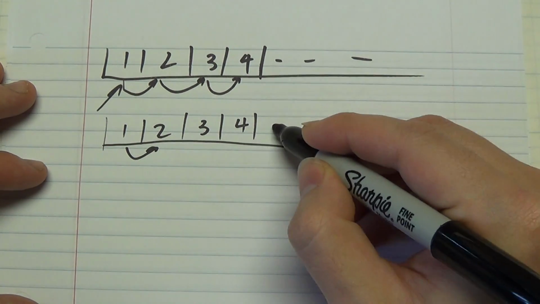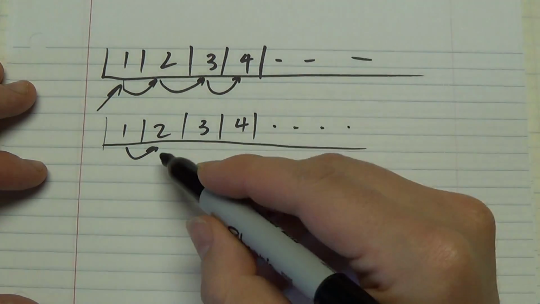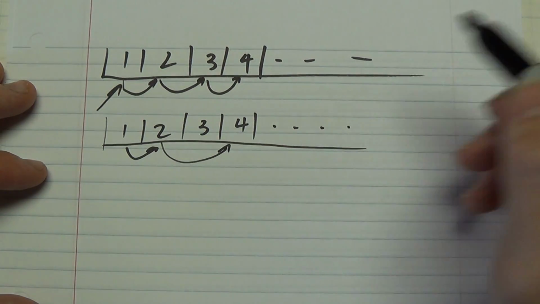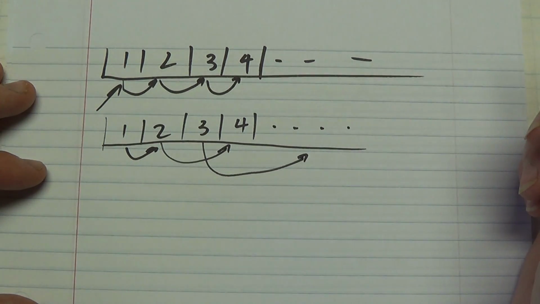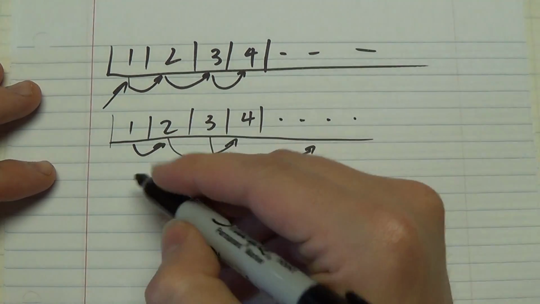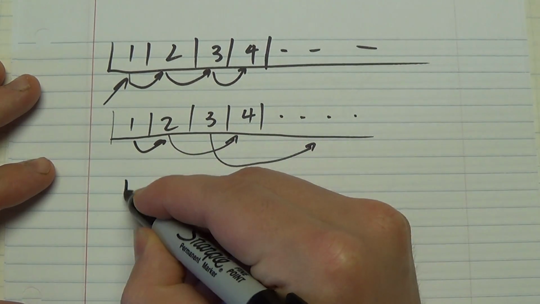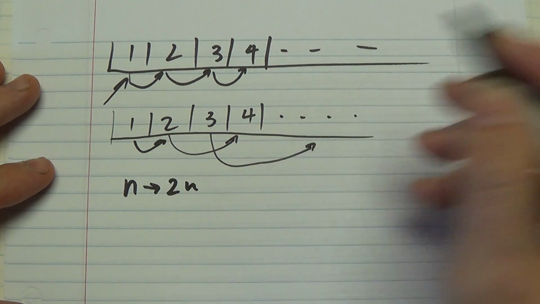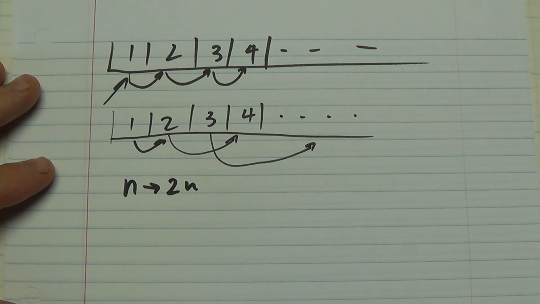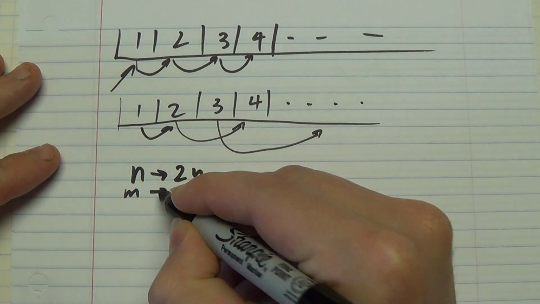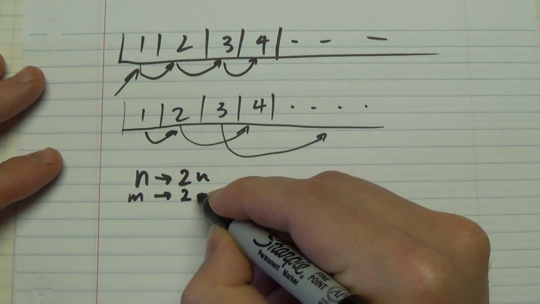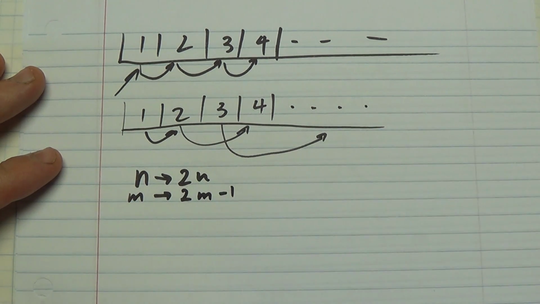That only frees up one room, but then he asks the person in room 2 to move into room 4, room 3 to room 6, so now 3 is freed up, and so on. And in general, the guest in room n moves into room 2n. The mth new guest gets put in room 2m minus 1.